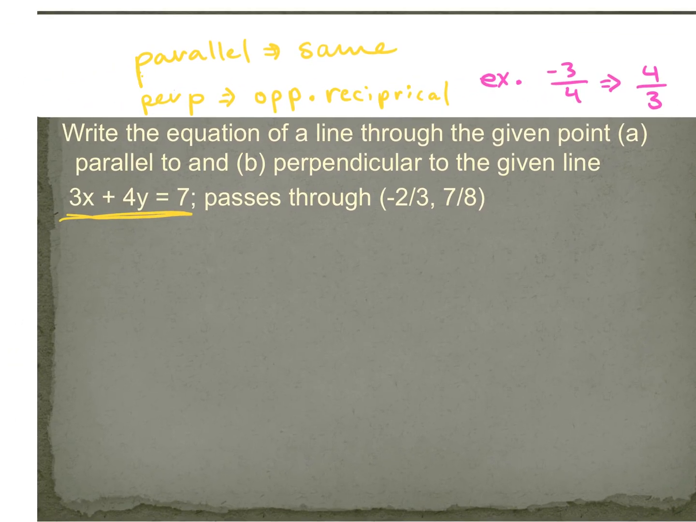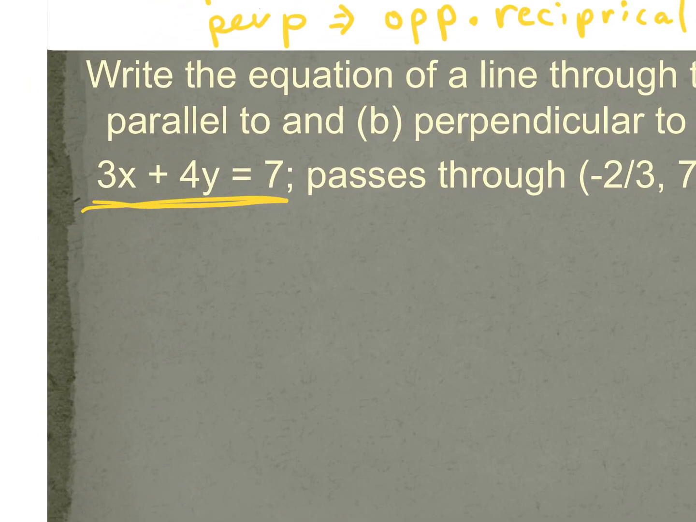All right, so we have a line that's 3x plus 4y is equal to 7. What's the slope of this line? Do we know just by looking at it? How do we figure it out? We change it to slope-intercept form. So how can we put this in slope-intercept form? Move 3x over. So this would be 4y is equal to negative 3x plus 7. So I just subtract 3x from both sides.